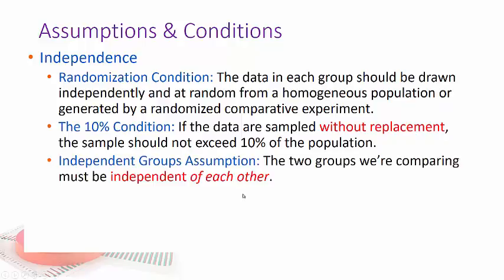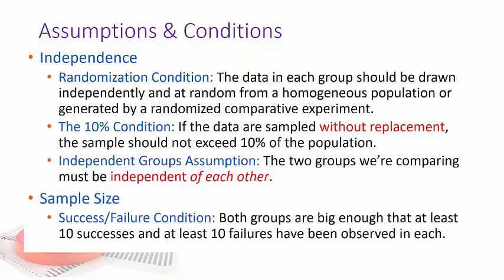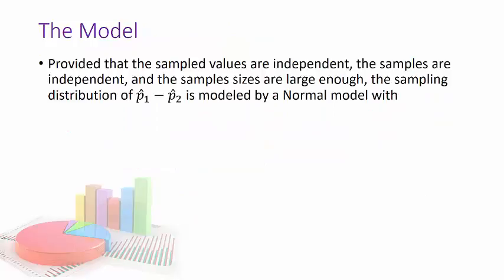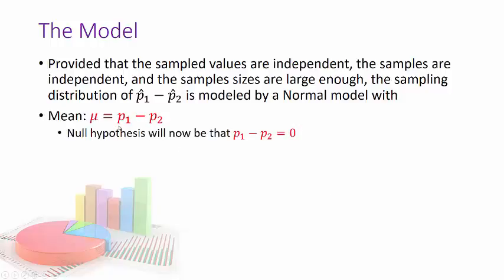There's also the independent groups assumption. The two groups should be independent of each other, all right? And for the sample size, we still have the success-failure condition, but now we're checking for two groups. They'll need at least 10 successes and at least 10 failures to use a normal model. So our model is going to be normal, provided that they're independent and all those conditions are met. And our mean, like I said before, is P1 minus P2. All right, there I'm referring to the parameter.